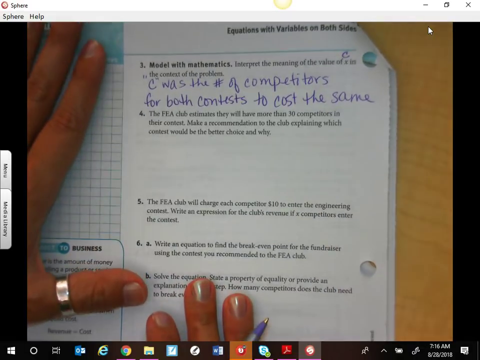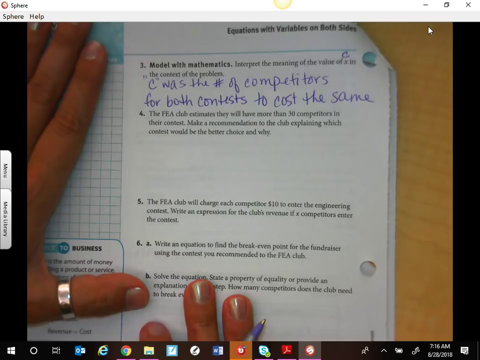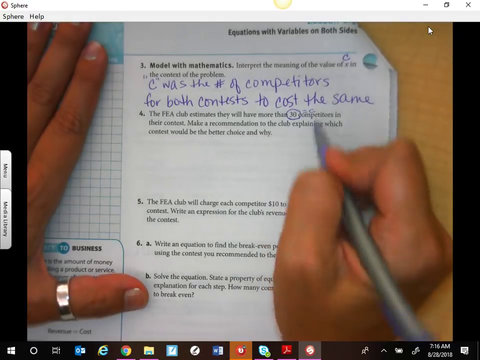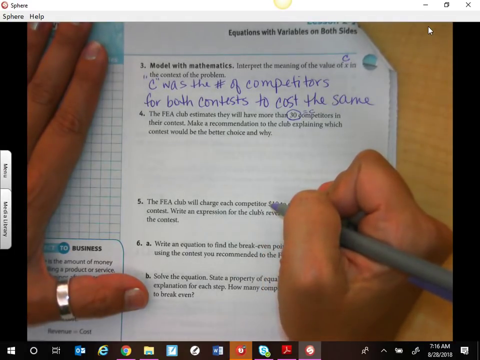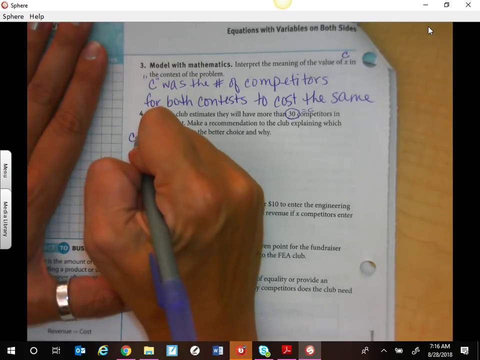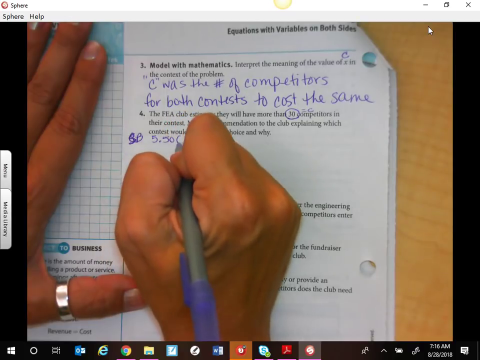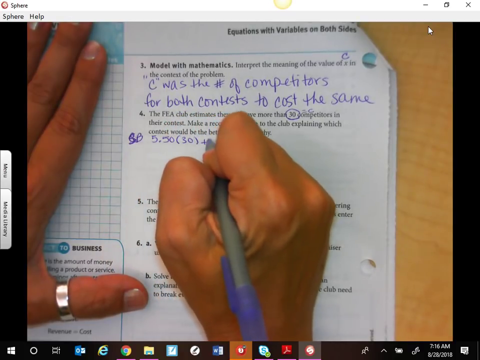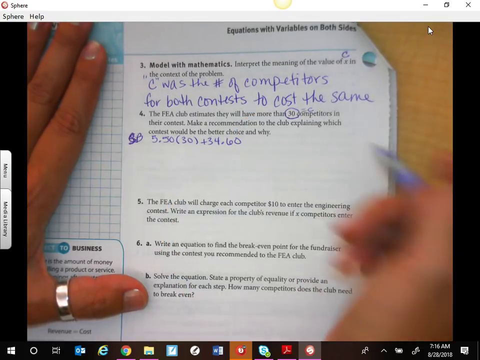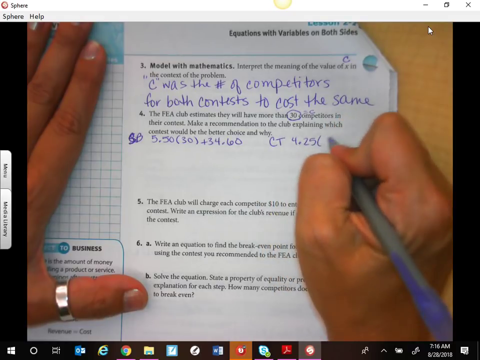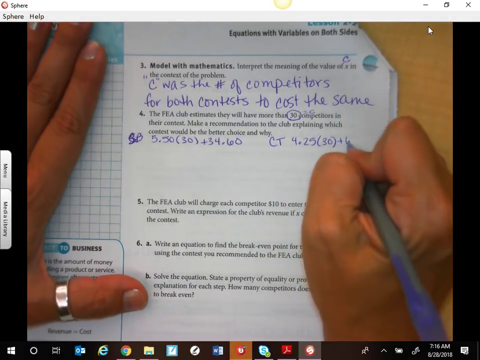Now we talk about we have more than 30 competitors in the contest. Make a recommendation to the club explaining which contest would be a better choice. Well, so now we're saying, what if we said C equals 30? So if we plug this in for the Strawbridge competition, so we're going to say $5.50 times 30 plus 34.60. We're going to see how much it's going to cost for 30 people in the card tower contest. So 425 times 30 plus 64.60.